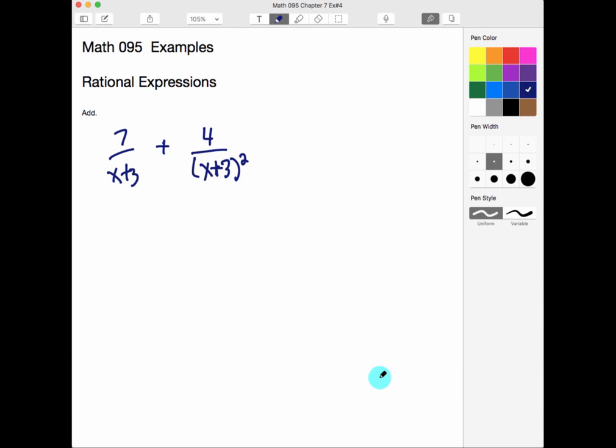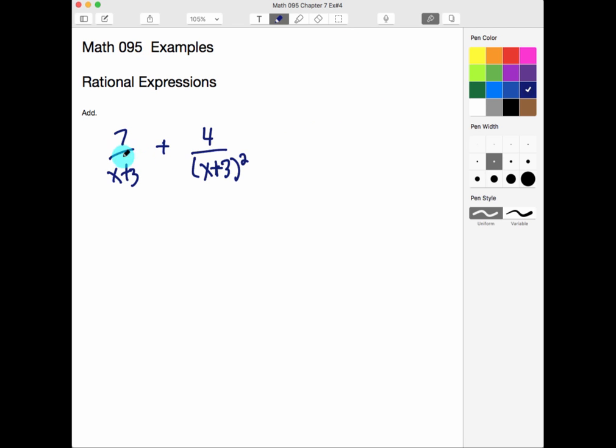In this example, we're going to be adding two rational expressions, and specifically, the denominators are going to be different from one another. So, to add rational expressions, we always have to have the same denominator. It's just like when we're adding fractions together, we can only add thirds to thirds. We can't add thirds to fourths. We need to have the same denominator between each part of this expression.